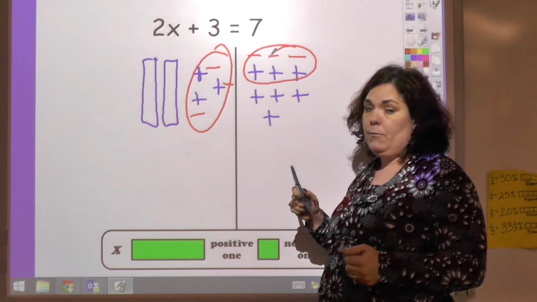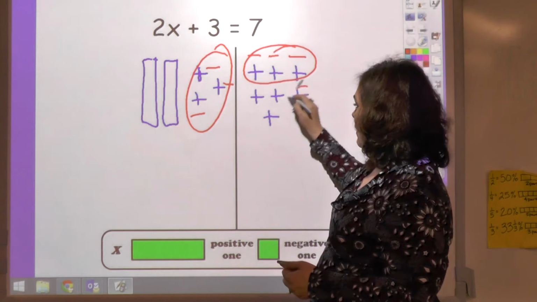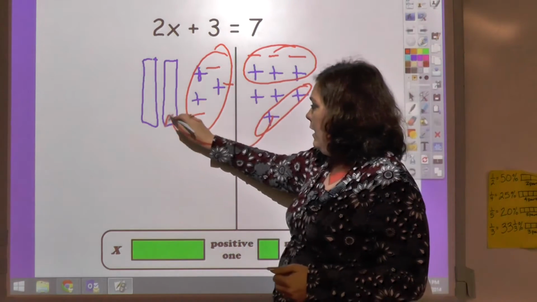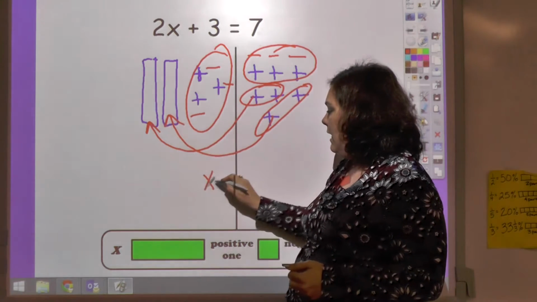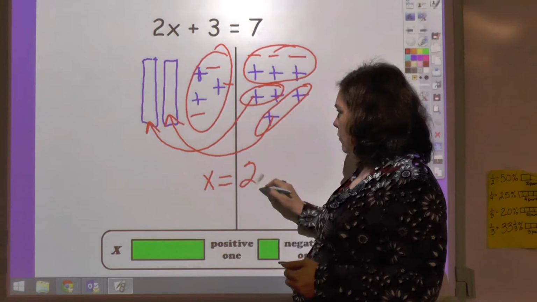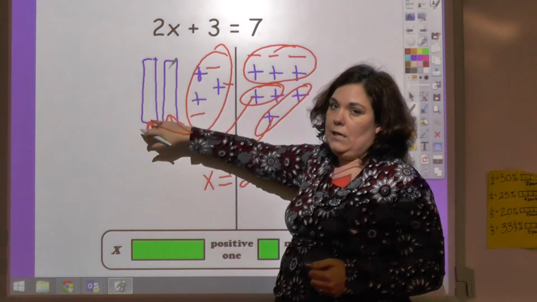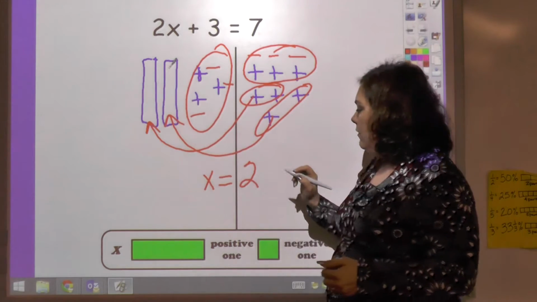Now you remember from the multiplying and dividing video, this would go with 1x, and this would go with the other x. So now we say x equals 2, because 2 of these are going into each one of these bars. And so x equals 2.